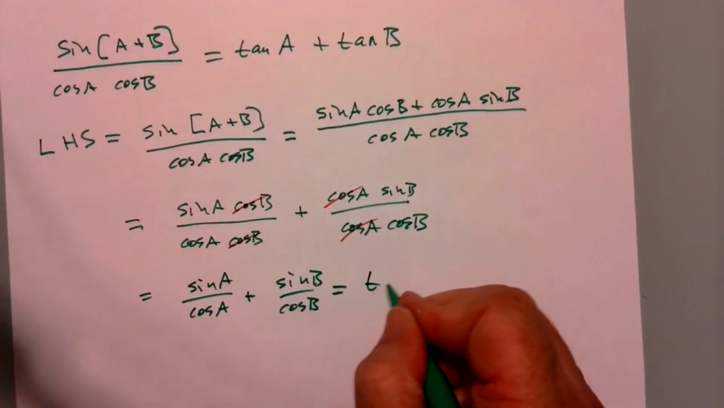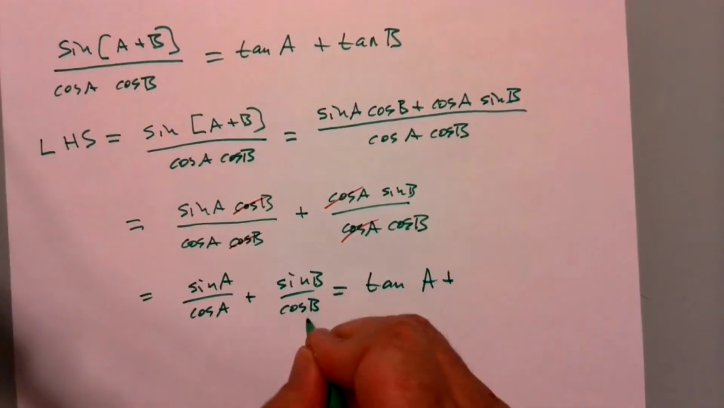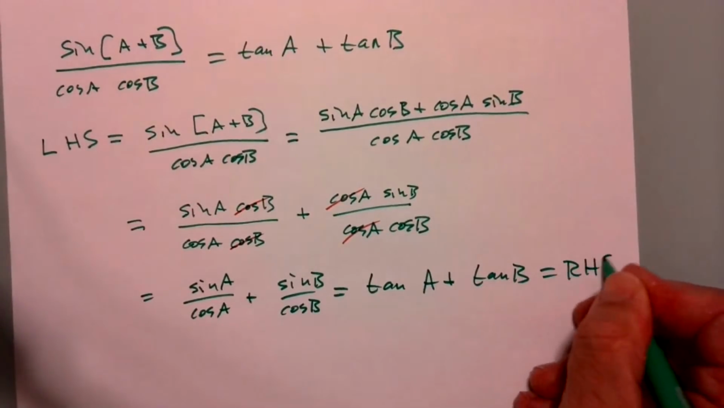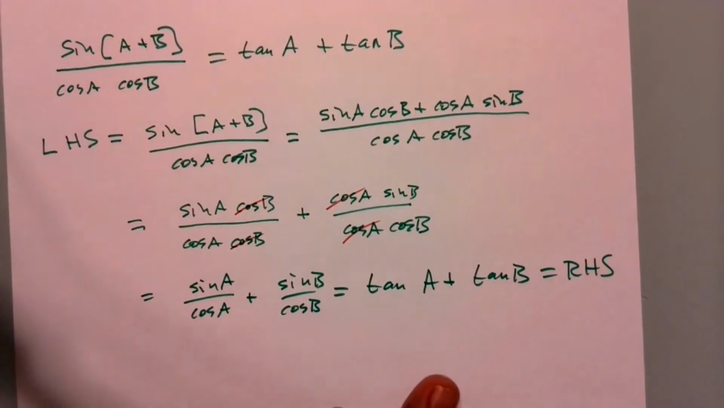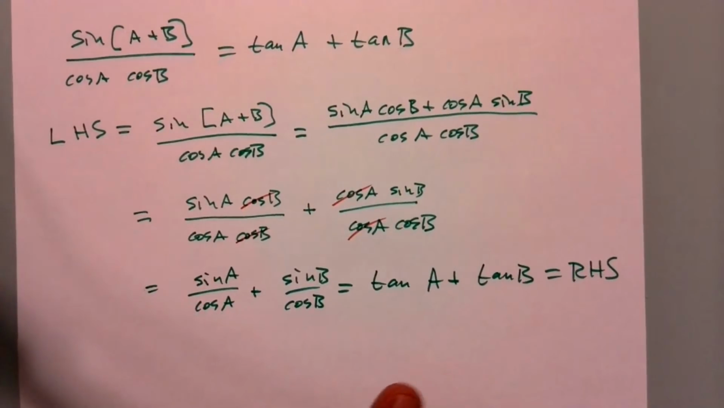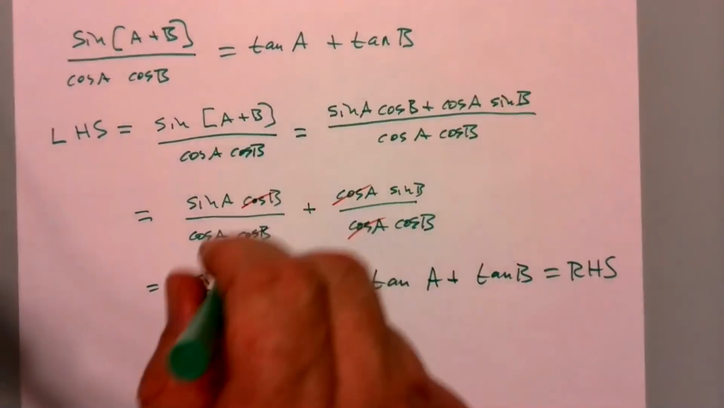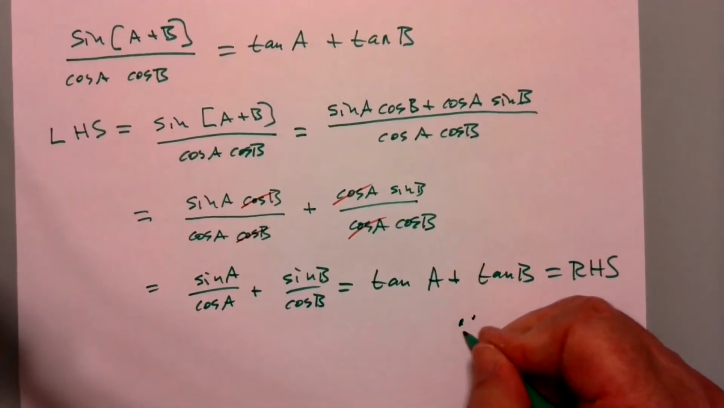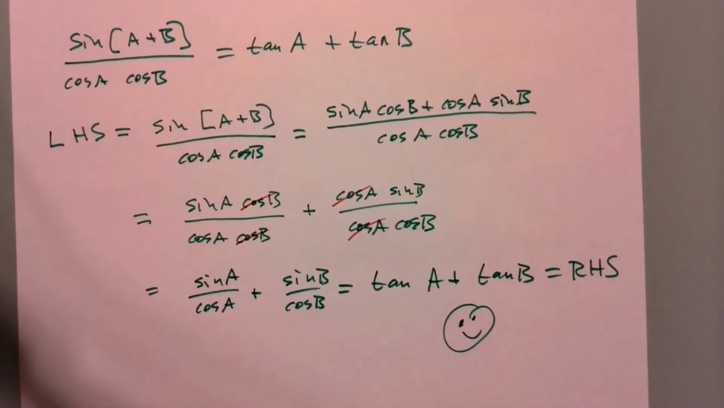Sine A over cos A is tangent A. Sine B over cos B is tangent B. And what is that? That is the right-hand side. So that is my preferred strategy for doing complicated proofs. Start on one side, a string of equals, equals, equals, right-hand side. So when all of that is done, we are confident that we have done that correctly, and we are finished with that one. All right, our next problem is sine of pi over 2 plus theta equals cos theta.